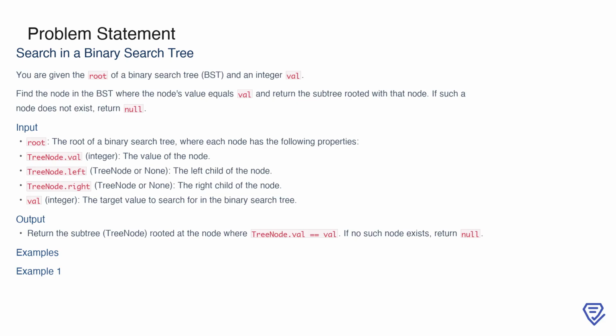The input consists of the root of the binary search tree, where each node has three properties: a value, a left child, and a right child. The other input is the target value, val, which is the value you are searching for. The output will either be the subtree rooted at the node with the matching value or null if the value isn't found in the tree.